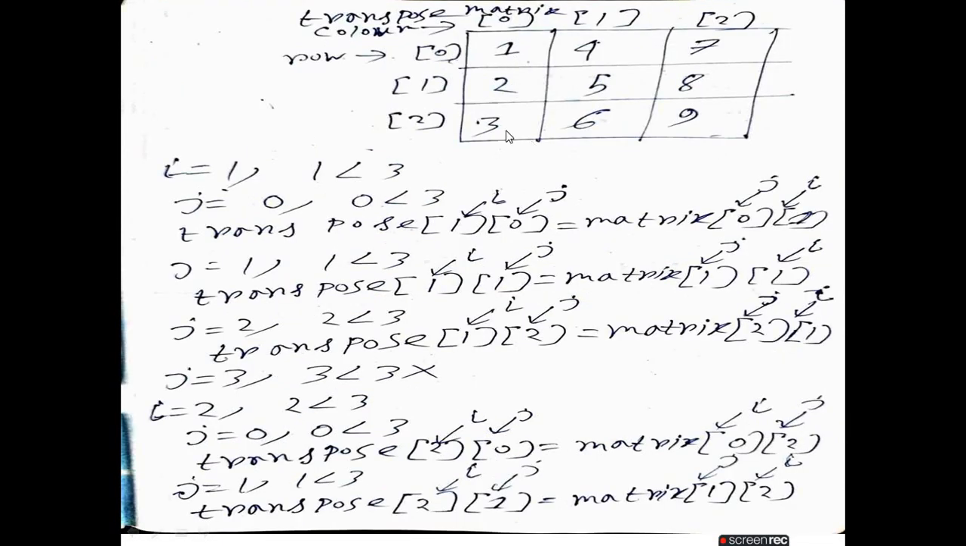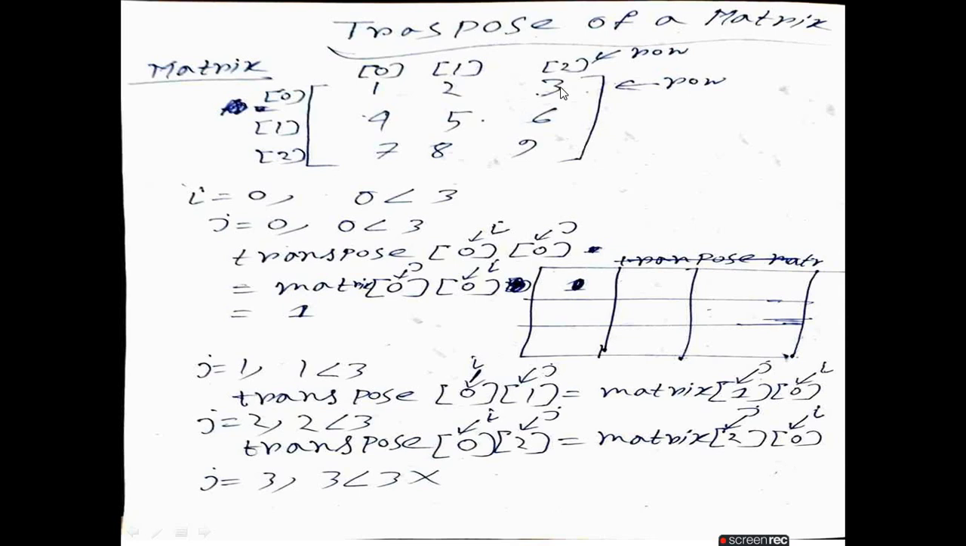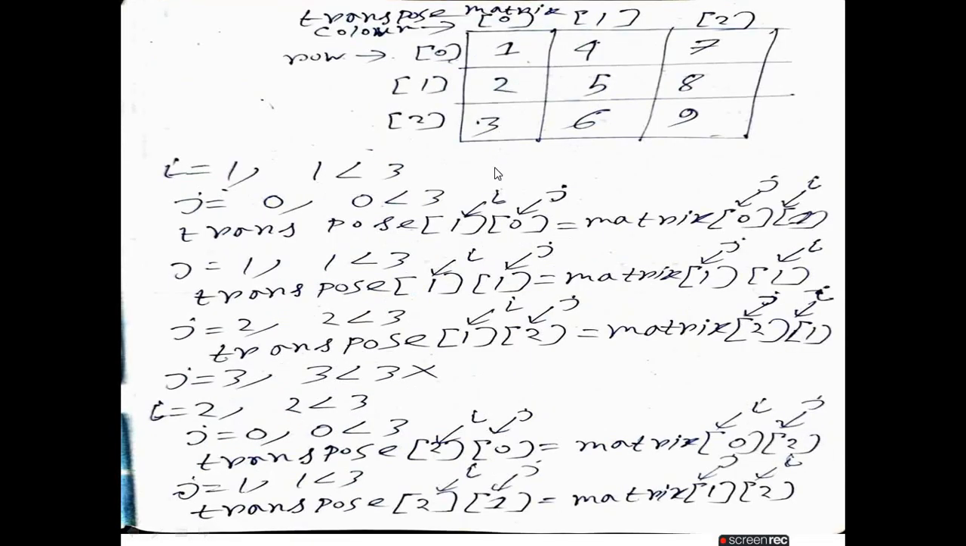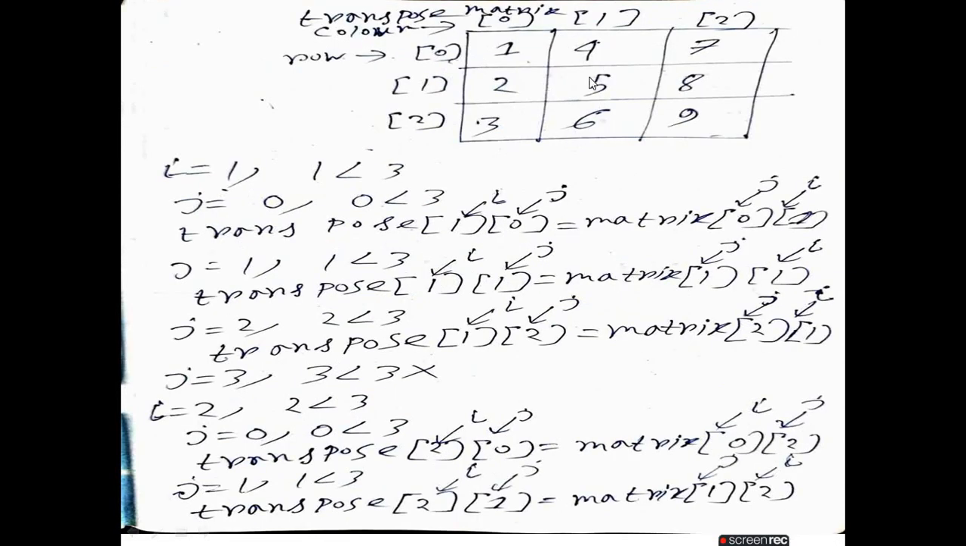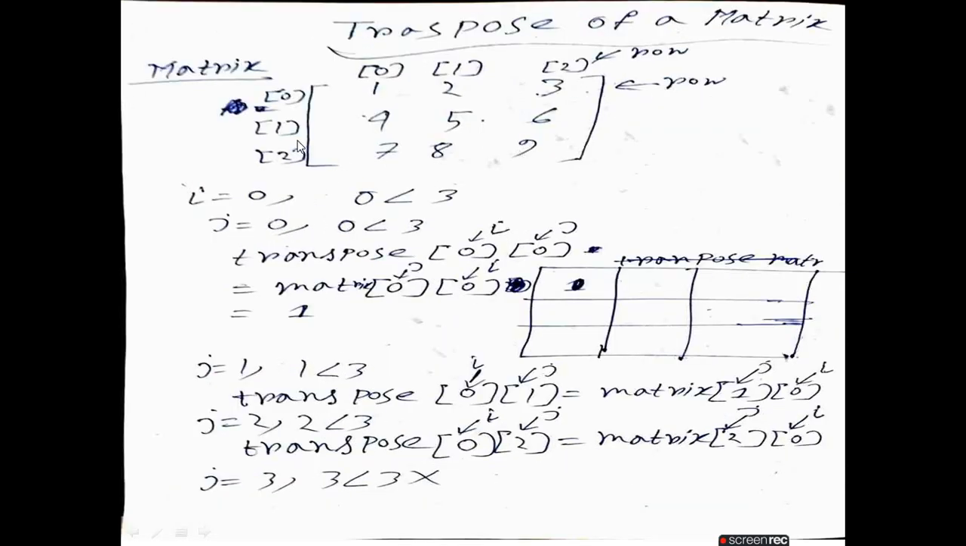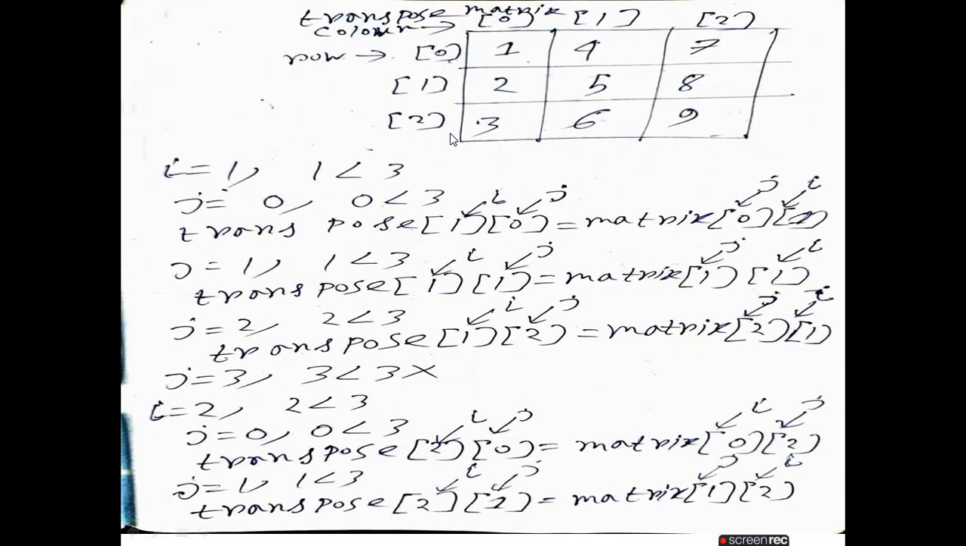For an example, this 1, 2, 3 makes the column elements 1, 2, 3. This row is converted to the column. This is column 1, 4, 5, 6. 7, 8, 9 is a row, converted to a column. 7, 8, 9 is column 2.